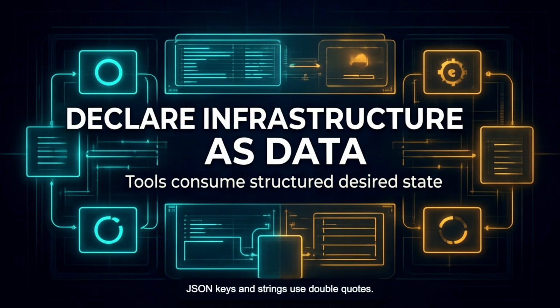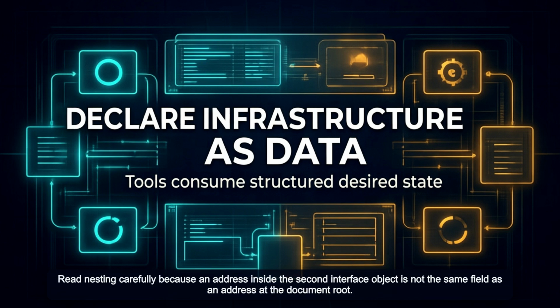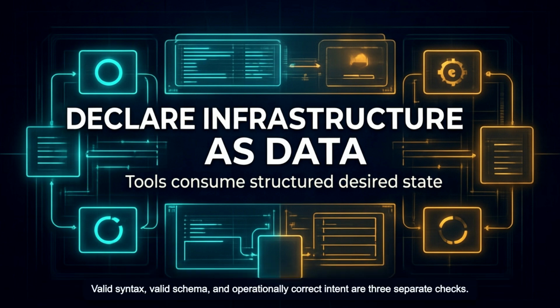JSON keys and strings use double quotes. Objects group named values. Arrays preserve ordered collections. Booleans are lowercase true and false. Numbers are unquoted, and null represents no value. Read nesting carefully, because an address inside the second interface object is not the same field as an address at the document root. Valid syntax, valid schema, and operationally correct intent are three separate checks.